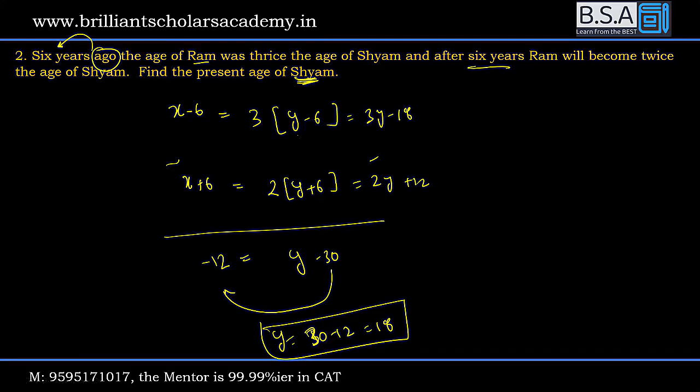Let us raise the bar. Subtract, simply subtract. X is cancelled. Make sure you're writing plus minus sign correctly. You'll have your answer pretty fast.